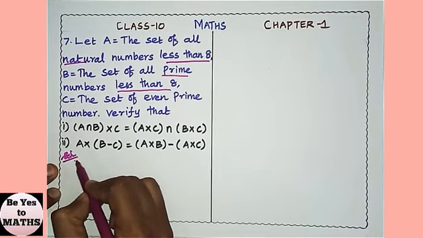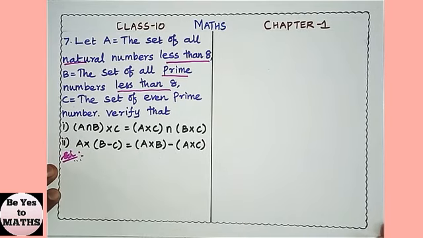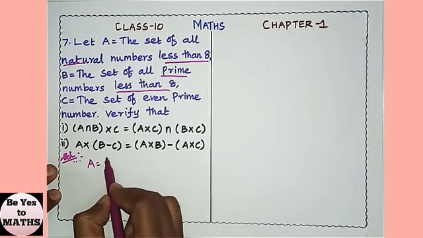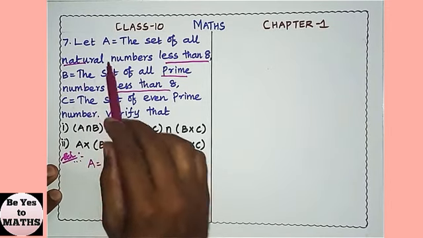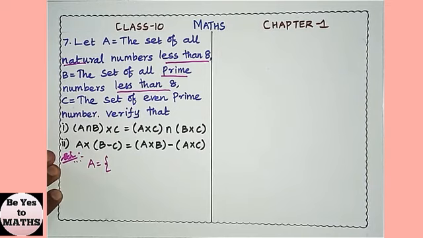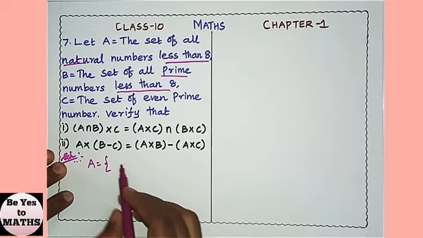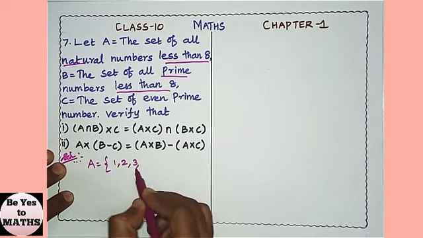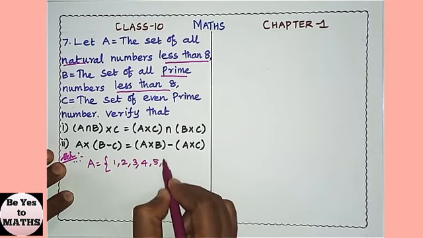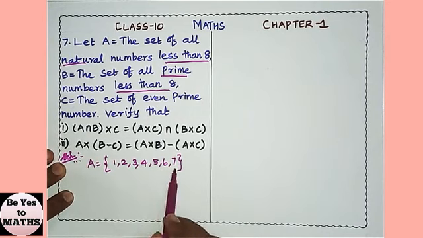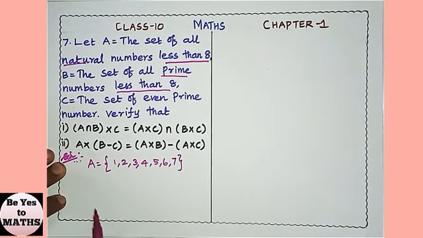Solution. First we'll write the A, B and C sets in roster form. So A set: natural numbers start from 1, and we have to write less than 8. So 1, 2, 3, 4, 5, 6, 7. I have written up to 7.